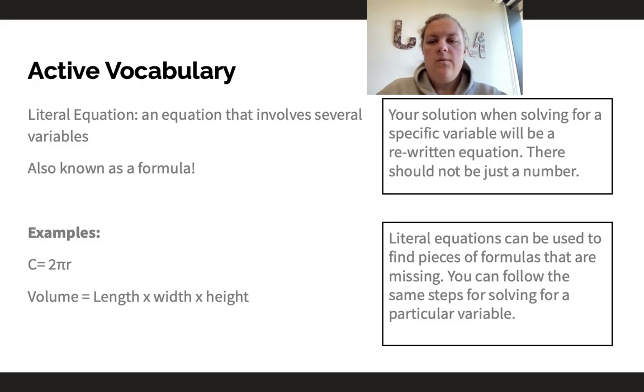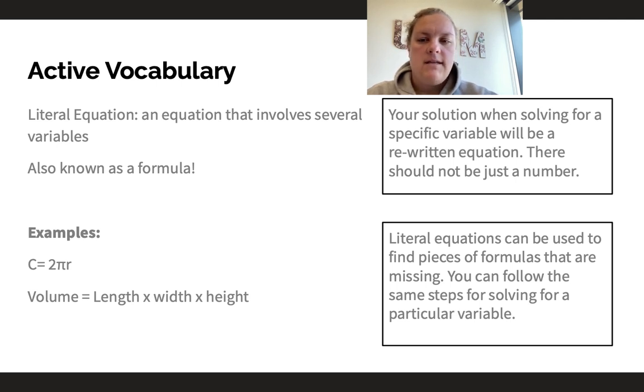Okay, in this video, we will be looking at the following vocabulary. A literal equation is an equation that involves several variables. You know this as a formula. Some examples of this are the circumference, c equals 2 times pi times r, or volume, length times width times height. You know all of this information already. We've talked about formulas before.